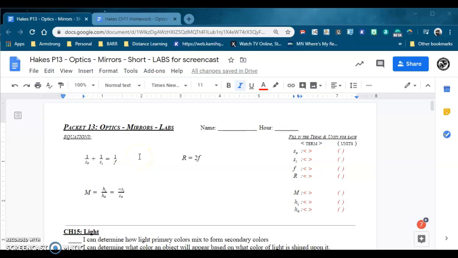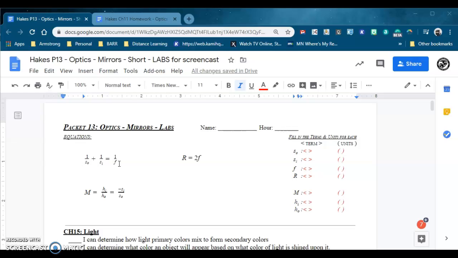Hello everyone. In today's video, I'm going to go over the packet on optics mirrors. We will be using some of these equations later on in this lab, so we'll go over those first, and then I'll walk you through some of the labs, show you the videos, which tend to help.